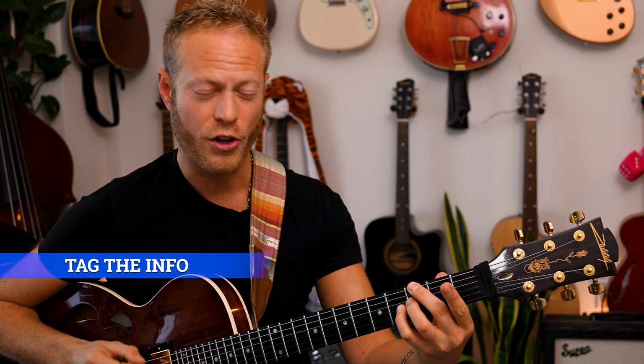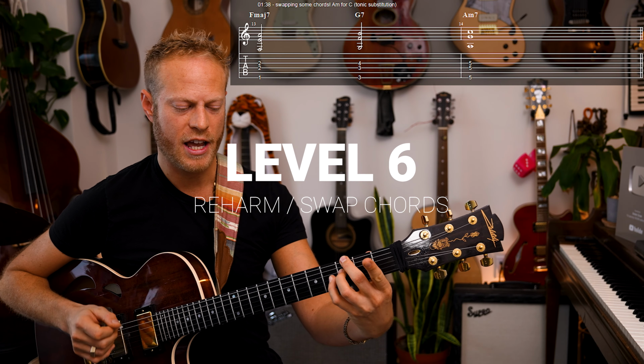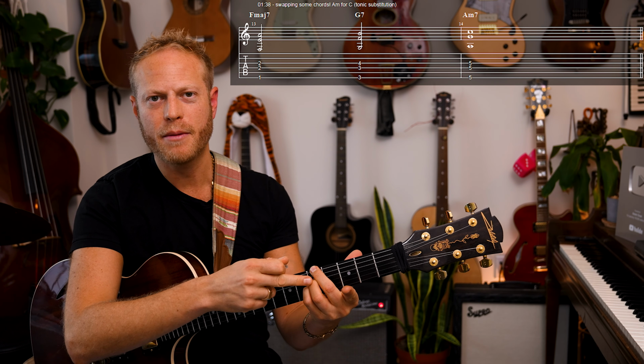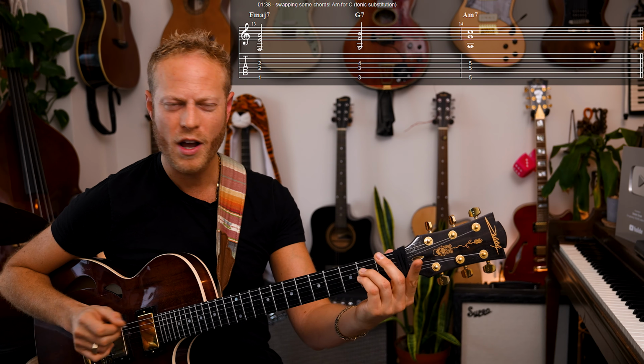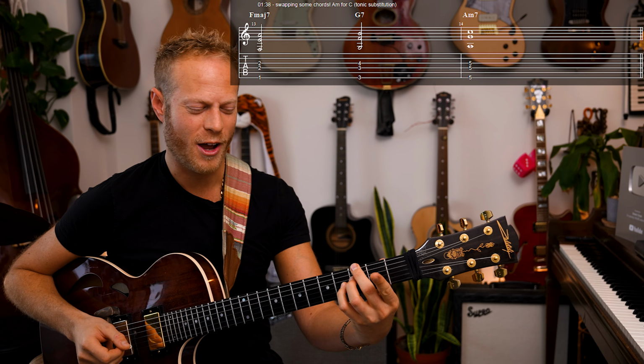When we're playing these chords, we want to truly tag that information on an emotional level. This is the way to understand harmony and music, the way I see it. Now what I'm gonna do is start swapping some chords, and the first thing I'm gonna do is play A minor instead of the C. And why is that? How can I do that, right?